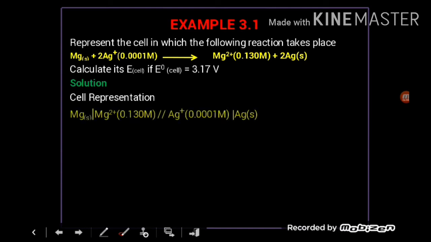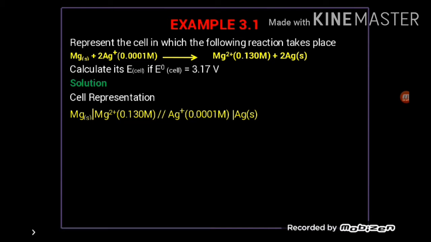In the representation of the cell, magnesium converts into Mg2+, and we also have to mention the physical state. Since magnesium is a metal and metal is solid, we will write magnesium solid, and Mg2+ is present in solution, so we will write here the concentration of the solution. It is given in the question like that. For Ag+, its concentration will be written, and after that Ag, the physical state of silver is solid. So this is the cell representation.